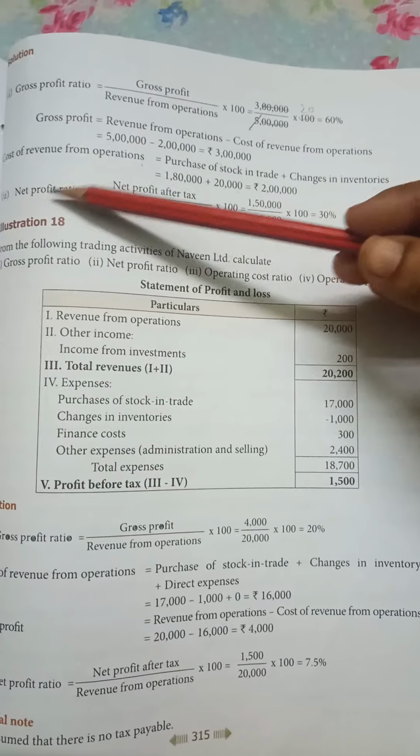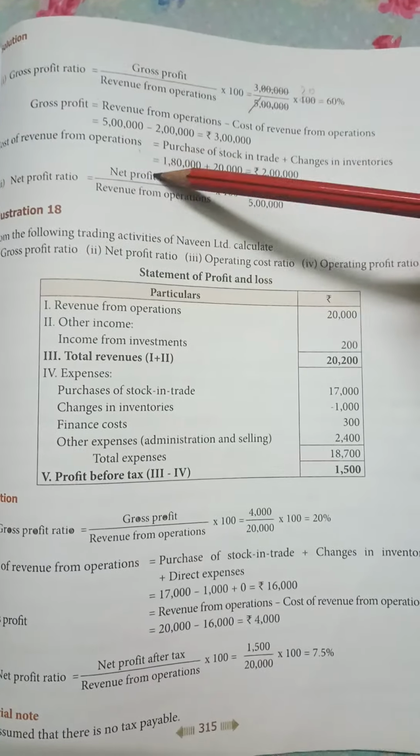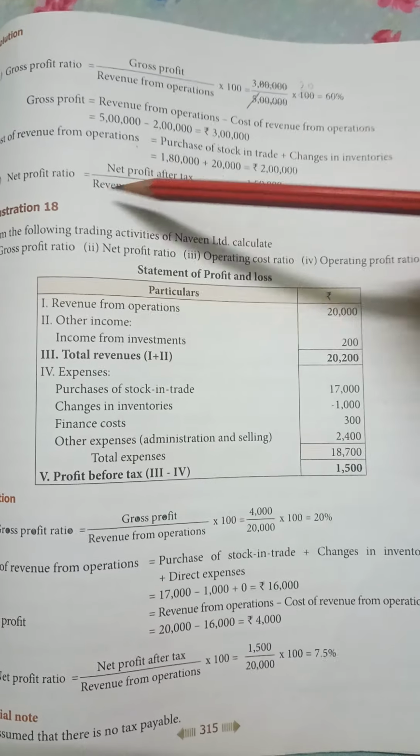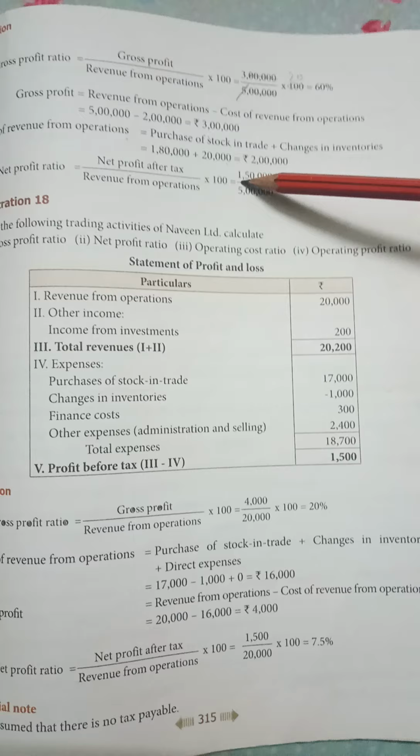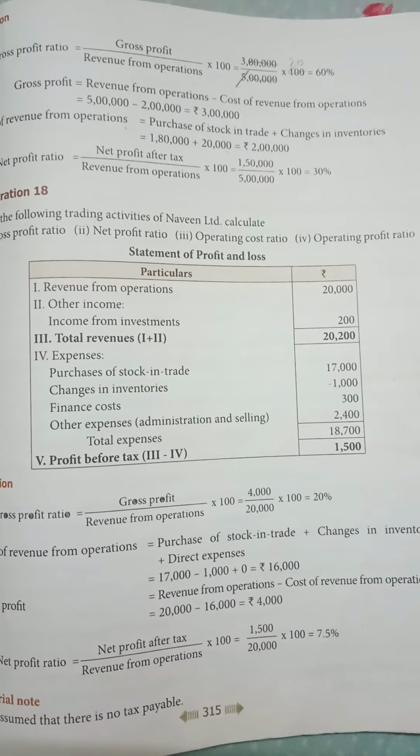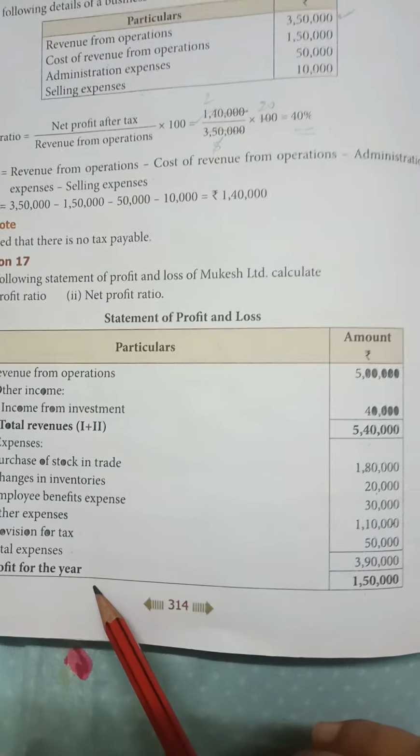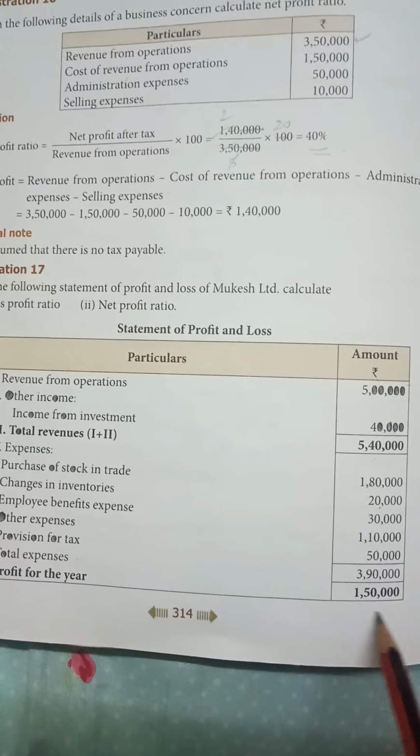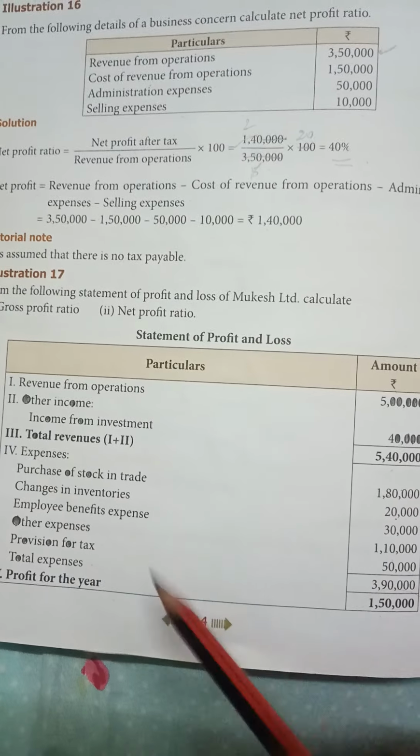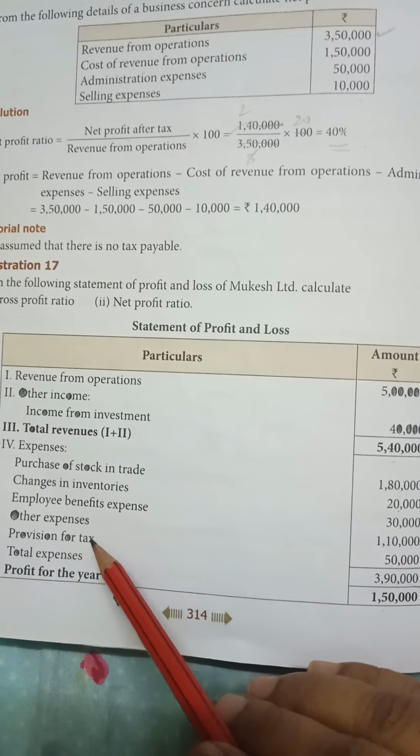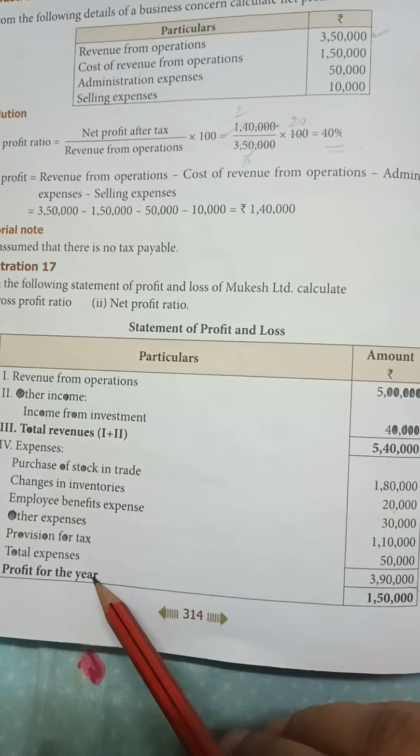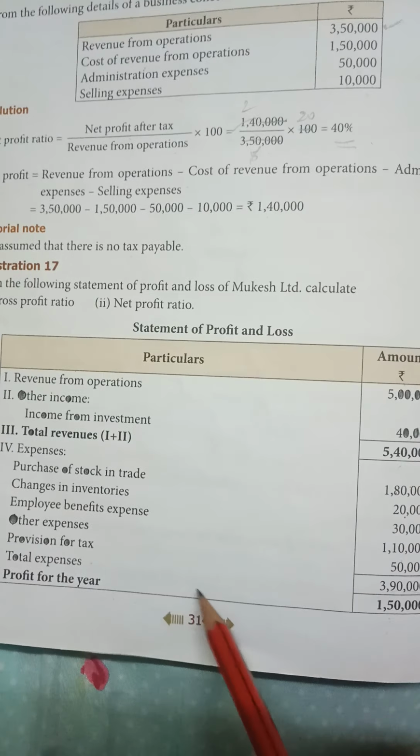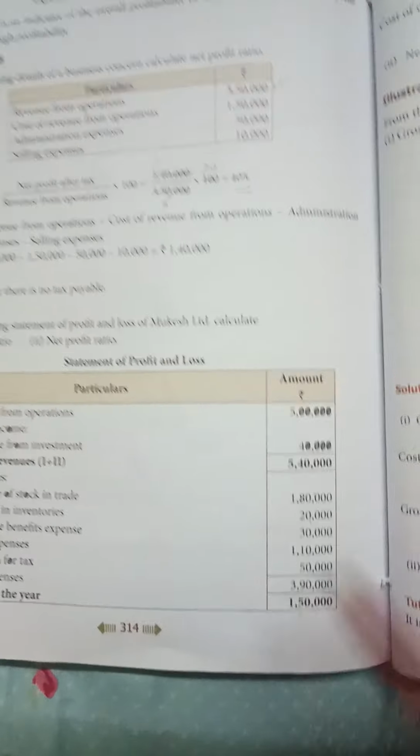Next one is net profit ratio. So net profit after tax divided by revenue from operations into 100. Okay, so now here you have profit for the year as 1,50,000, which means already your tax is calculated here, right? So profit for the year, this is your net profit after tax, which is given as 1,50,000.